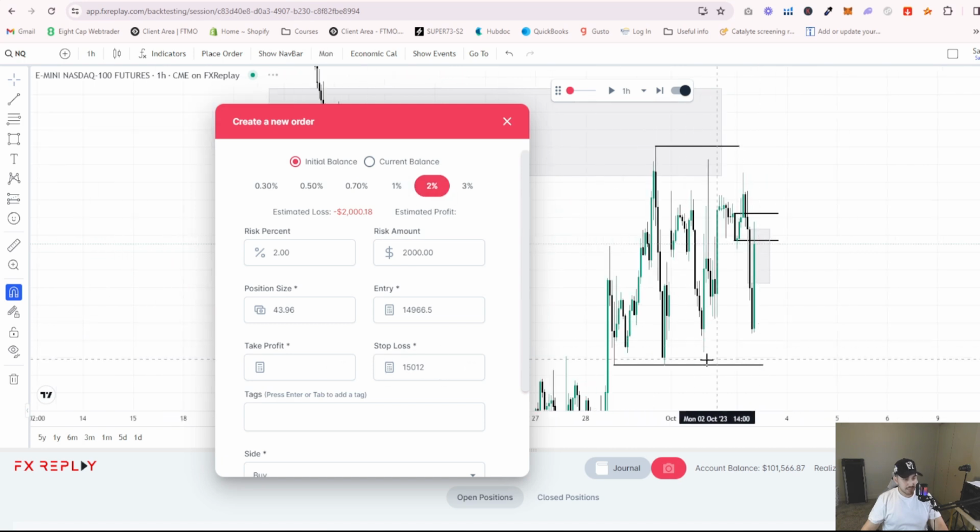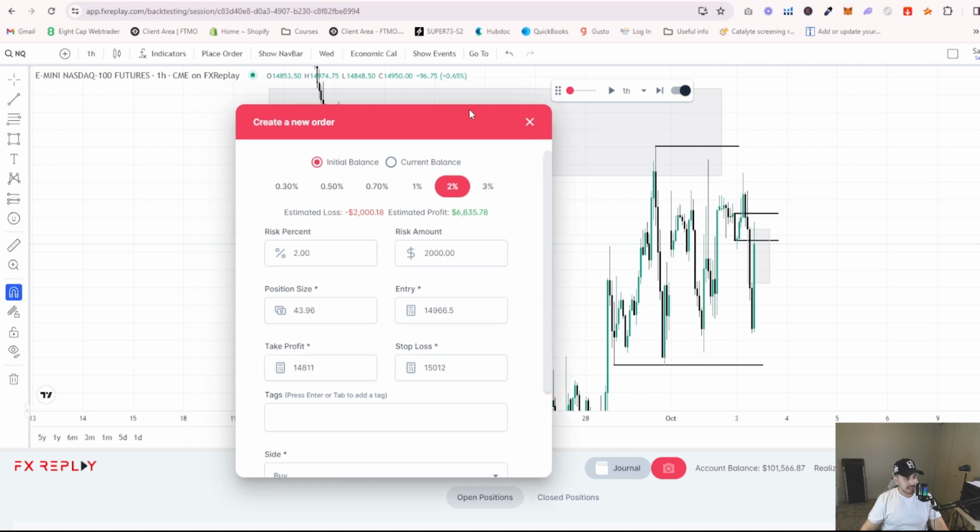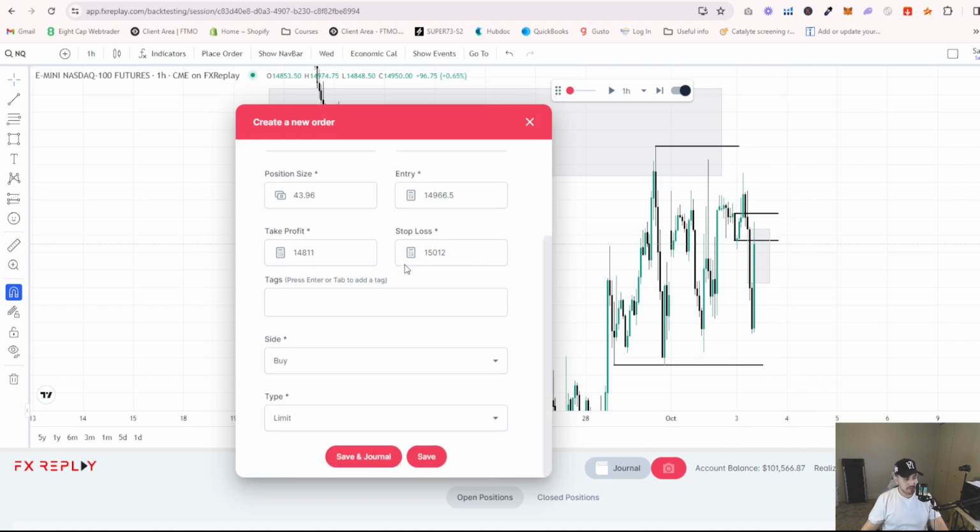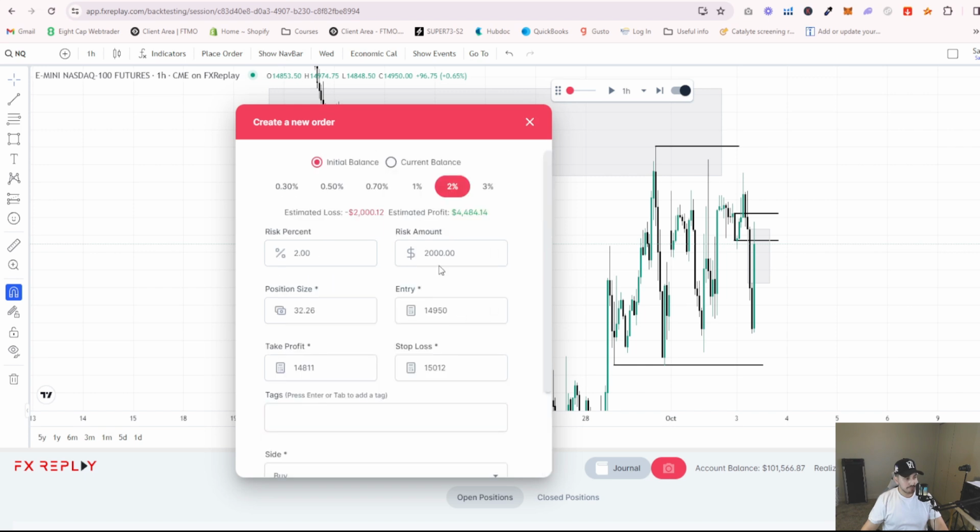1502. And then since we have perfect equal lows and we have relative equal lows and price looked like it wanted to reach down for these lows, I'm going to go ahead and target these lows down here at 14,811. That is going to be $6,800. So if this trade hits, we make 6,800. If we lose 2%, which is totally fine because yesterday we made $1,500.